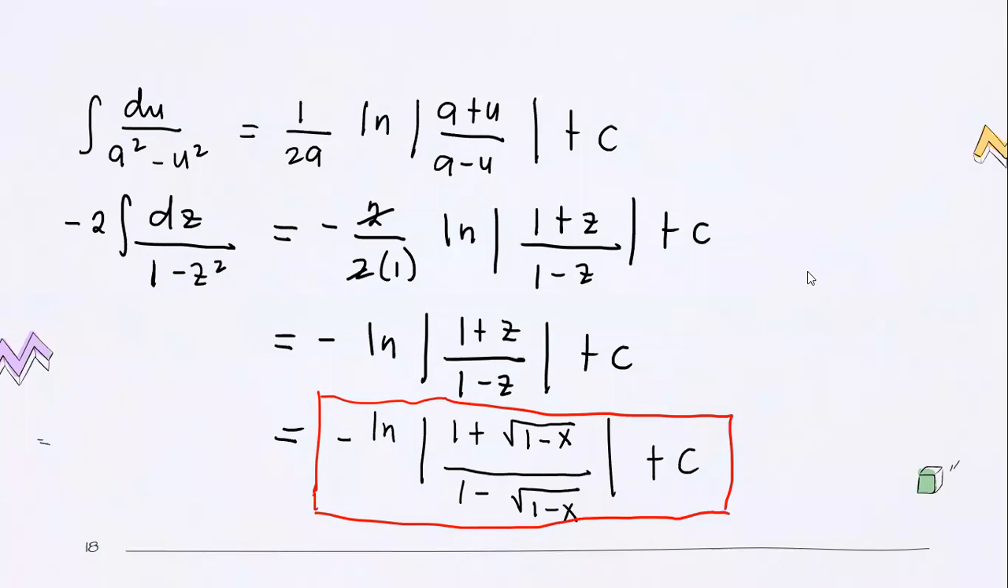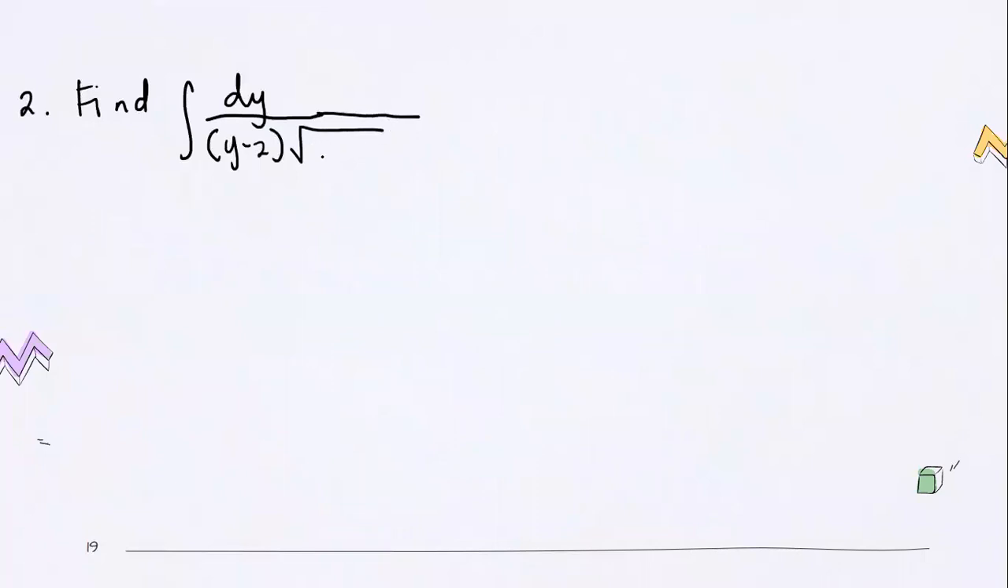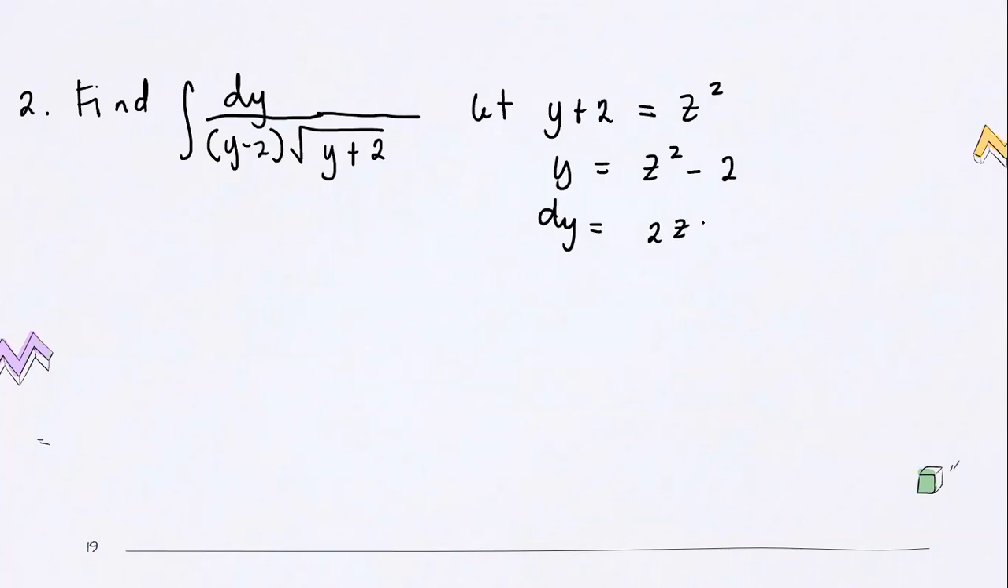Okay, for example number 2, we find the integral of dy over y minus 2 square root of y plus 2. Let y plus 2 be equal to z squared. Then your y is equal to z squared minus 2, and your dy is equal to 2z dz.